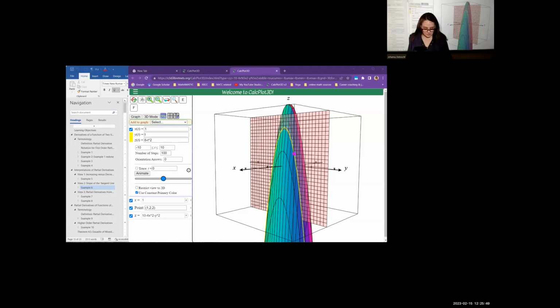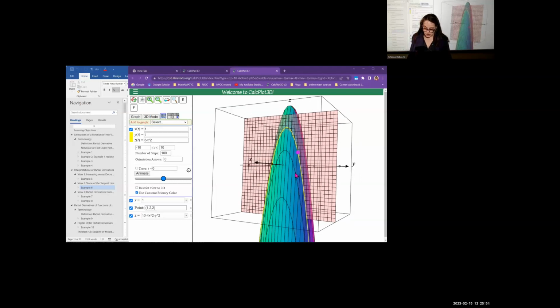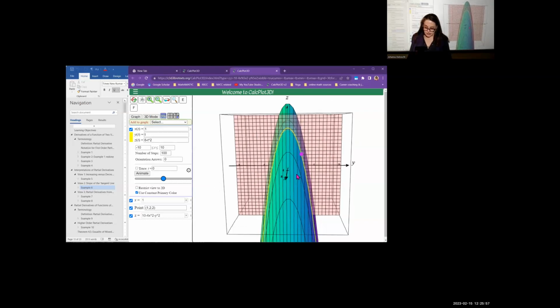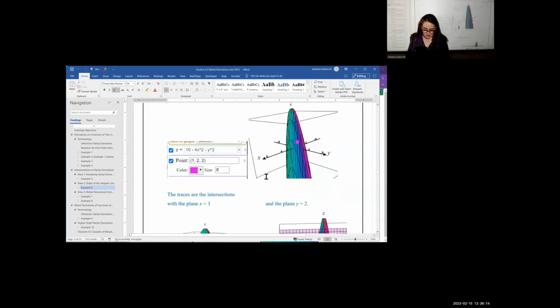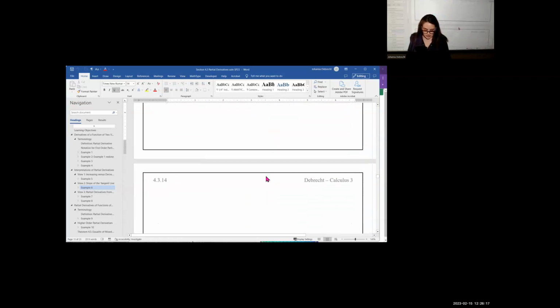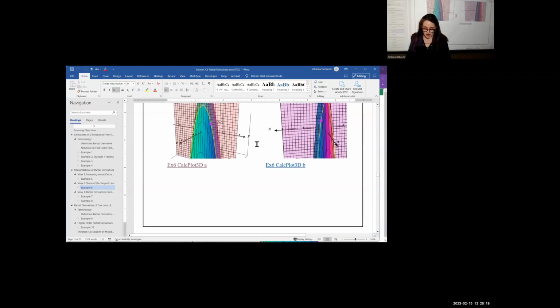No? Okay. So once I have that, I want to know what the slope of the tangent line is so that I can find the equation of the tangent line. Now I need a point and a vector in the direction of the tangent line. I have the point, that's (1, 2, 2). I need a vector in that direction. The way that I can do that is by writing this as a function of x and y as a vector valued function. So let's go ahead and represent that.